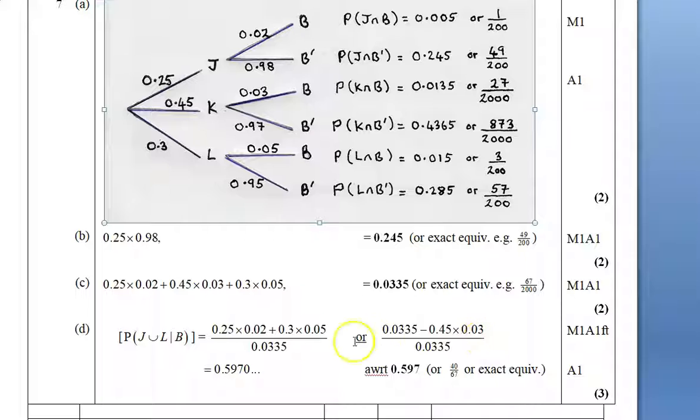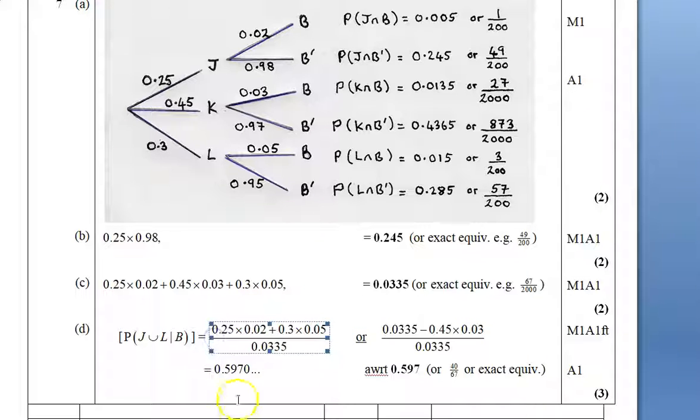And then we've got, as discussed, this is the way that we discussed doing it here. This is the way of doing it by subtraction. Okay, 0.0035 is the probability that it was broken. This is broken from J, this is broken from L. I could do the overall probability that it was broken minus the probability it was broken from K, but this is the way I'd do it, and this is the answer you should have got, so I hope that helps.